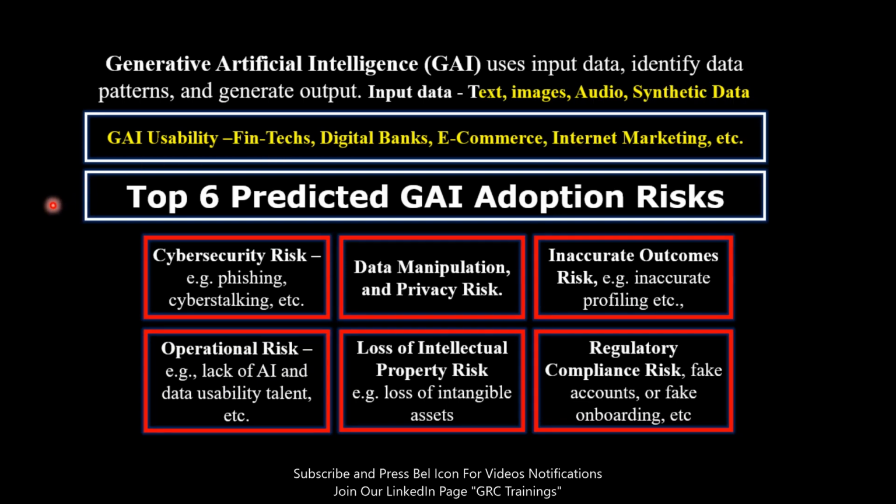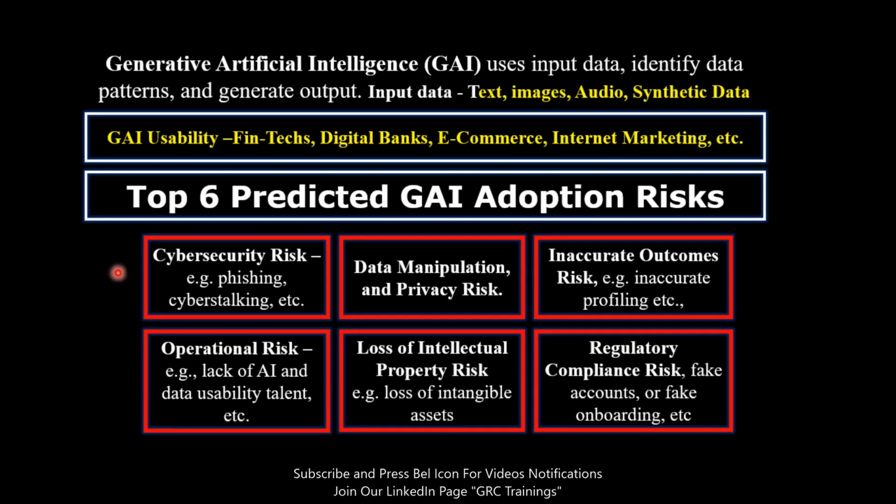So let's discuss the top six predicted GAI adoption risks. If an organization adopts generative AI and totally relies on the output provided by it, then the organization may face these top six risks, which must be identified, and appropriate controls should be developed by the management to mitigate these risks.